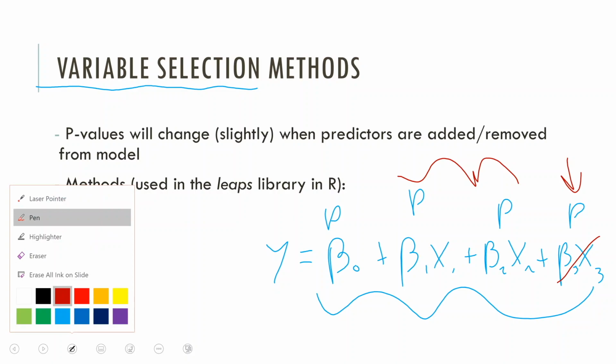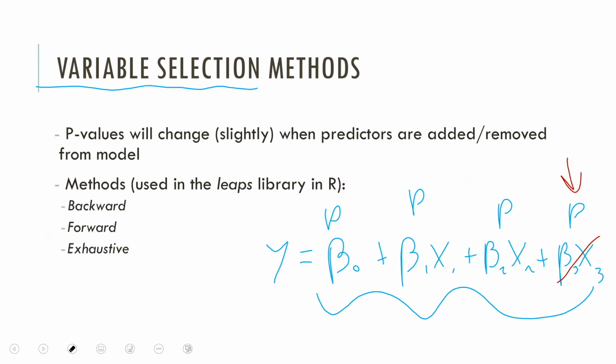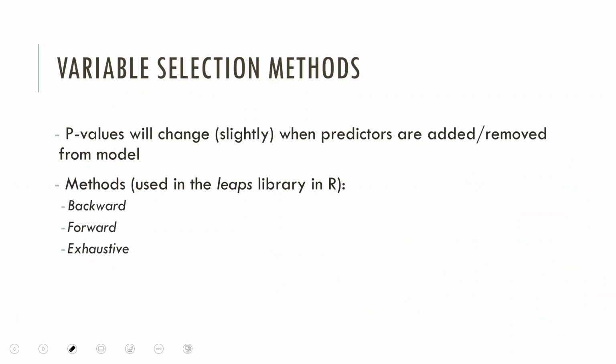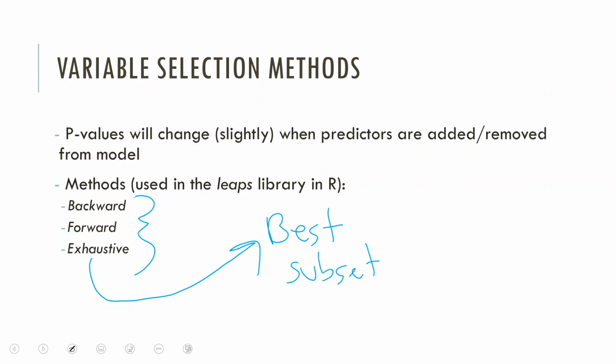But we want to figure out how we determine which ones are necessary. Well, that's a great question. In this class at least, we have three methods: backward, forward, and exhaustive, which is also called best subsets. We'll get more into that in a little bit.